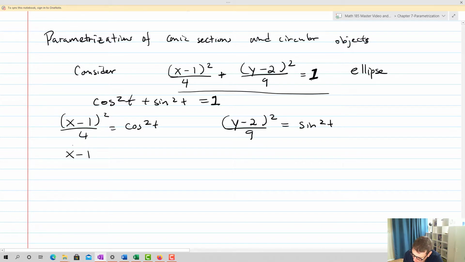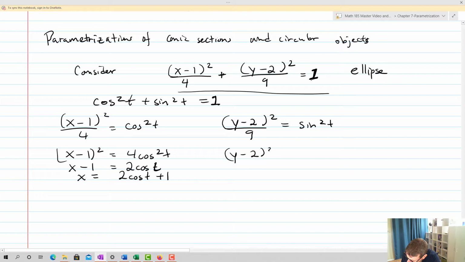So I get (x minus 1) squared equals 4 cosine squared t. And then I get x minus 1 equals 2 cosine t. We'll just consider the positive sides. And so x is going to equal 2 cosine t plus 1. That's the parametrization for x. For y, we say (y minus 2) squared equals 9 sine squared t. So y minus 2 is going to equal 3 sine t, and so y is going to equal 3 sine t plus 2.